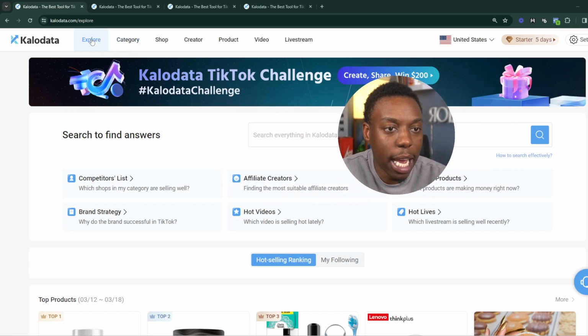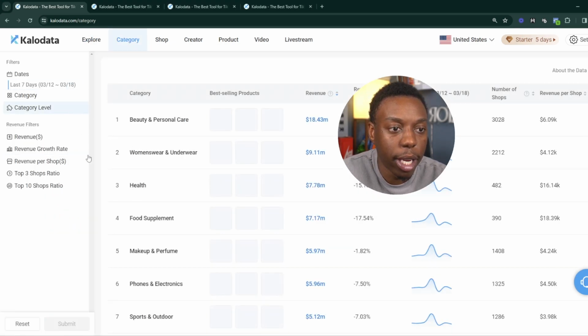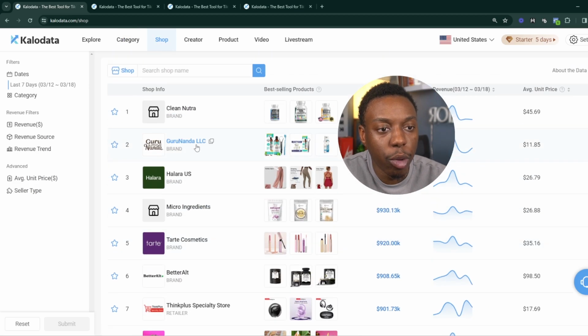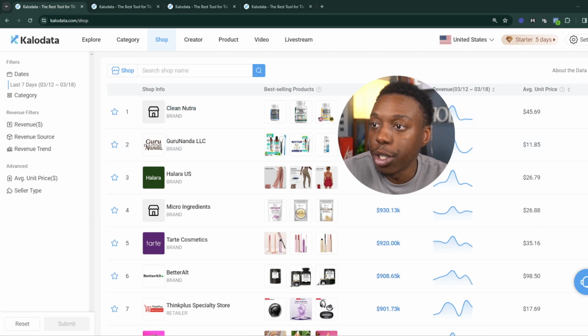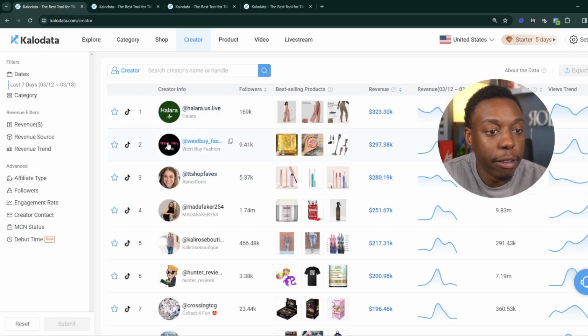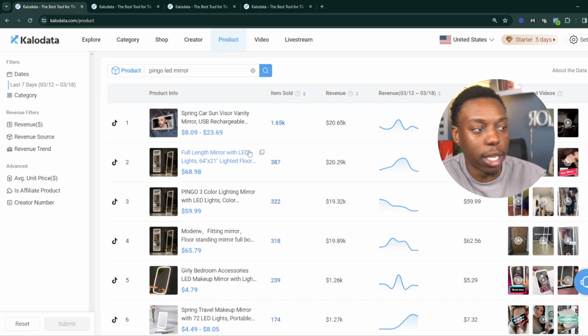They have these different tabs here at the top. Explore, where you can see some winning products. You can see separate categories as well. The different shops that are doing really, really well. So if there's one specific shop that is selling a lot of viral products, you can take a look at how they're performing and try to scoop up any products that they're creating. You can find some of the top creators making a ton of money with TikTok Shop, right? Products, you can see obviously the best products here that are doing really well.